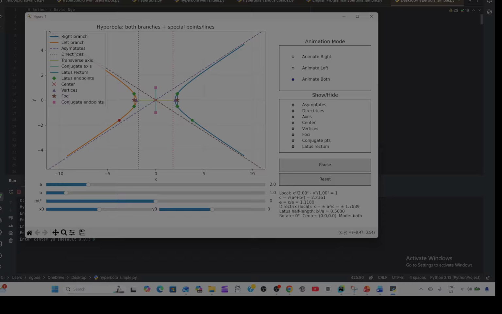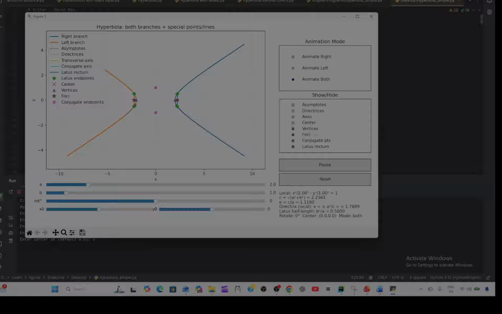Okay, look at all this, it's interesting here. You can see the asymptotes. When I click on asymptote, it will disappear. Let me click on it. See the asymptote disappear. The directrix disappears too. Then all the axes. Look at the axis, see the axis disappear. Look at the center, here. If I click on center, the crosshair will disappear. That's the center.